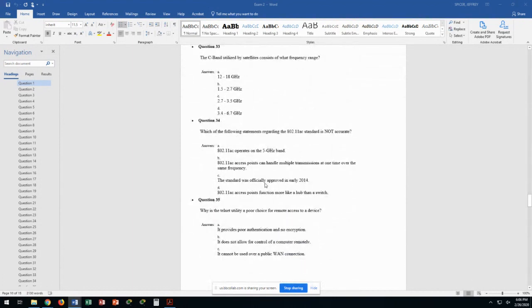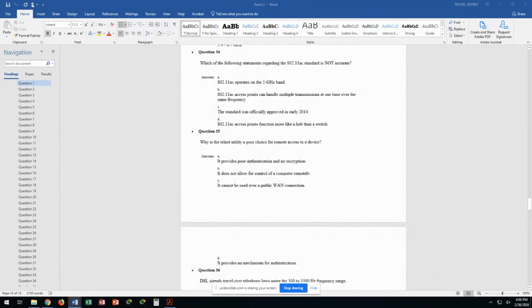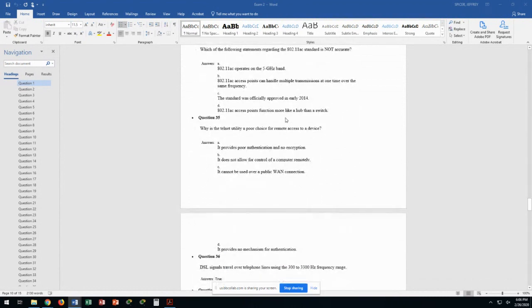All right, 33. The C-band utilized by satellites. D, right? This is another chart, right? But D, 3.4 to 6.7 gigahertz is the C band. Yeah.